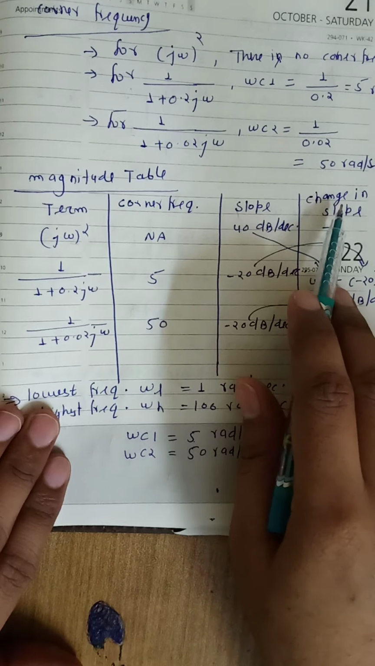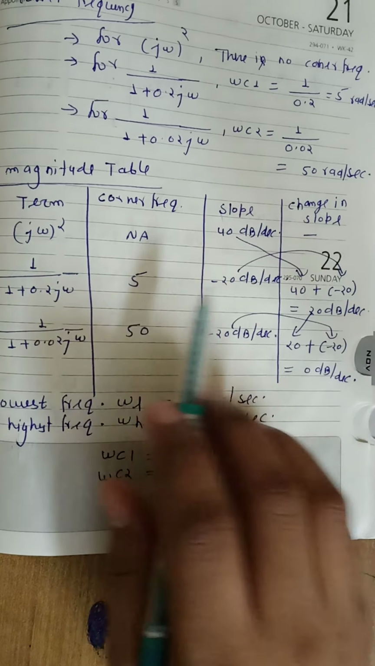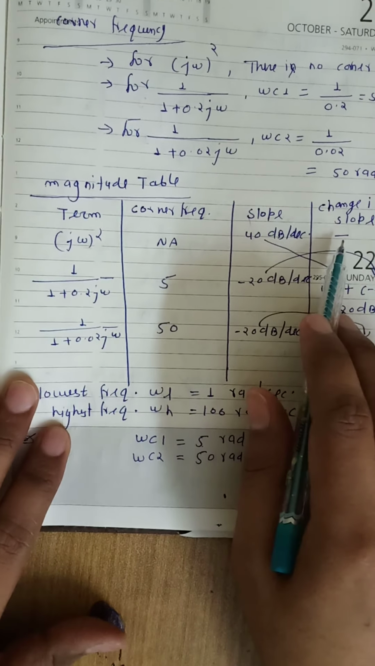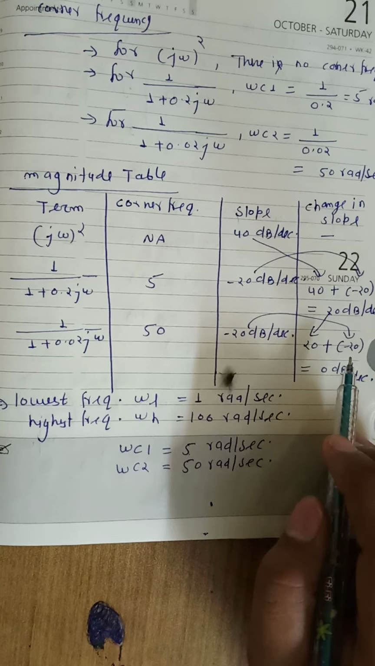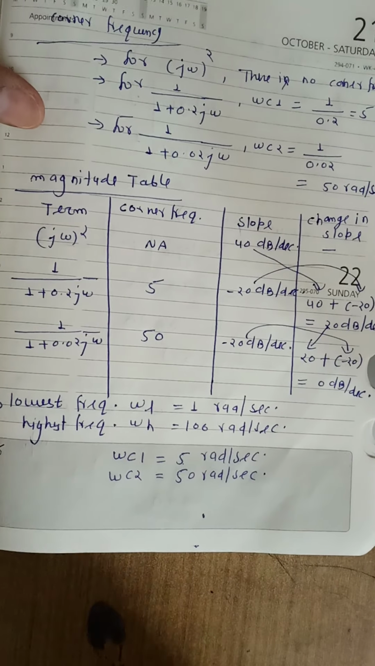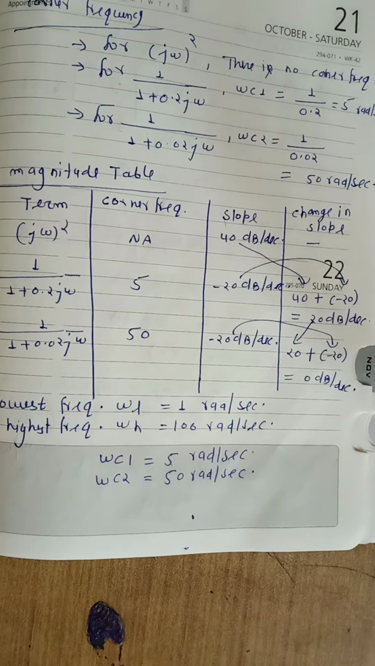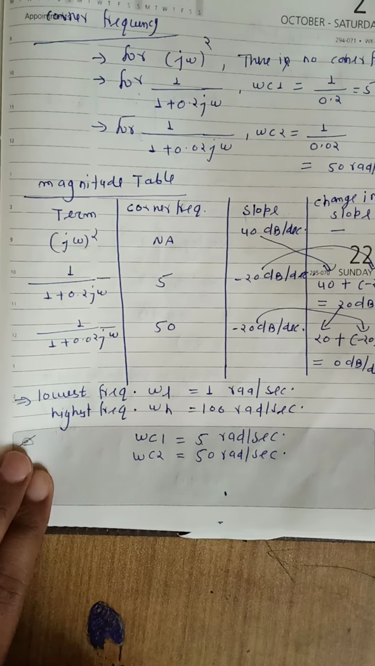Now let us see how we can define the change in slope. For the first term we cannot define it. For the second term we have a change in slope of 40 plus minus 20, meaning 20 dB per decade. And for the third term we have a change in slope of 20 plus minus 20, meaning 0 dB per decade. Now let us see how we can define the lowest frequency and highest frequency.